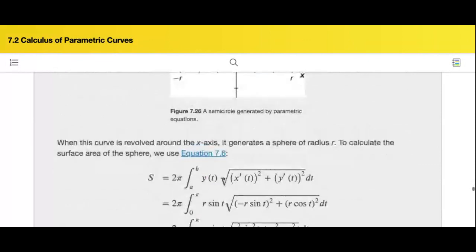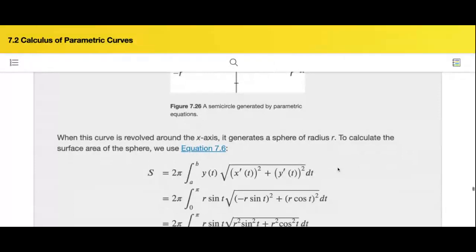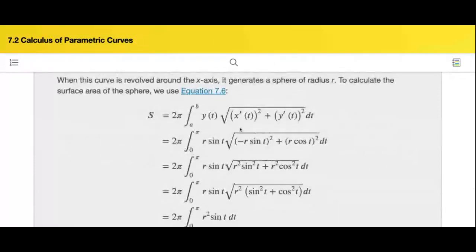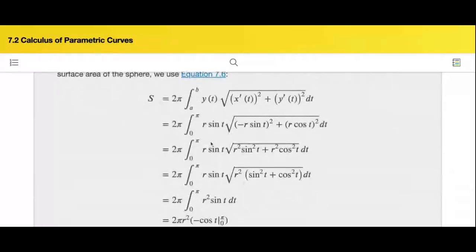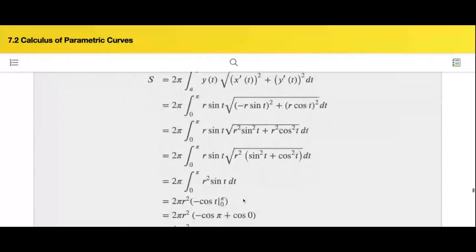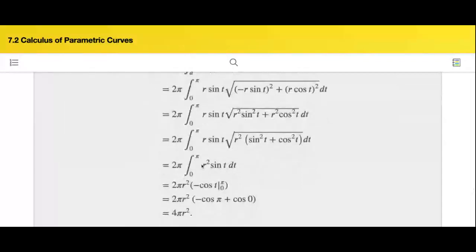Then the surface area equals 2 pi from a to b, y of t, square root of x prime square plus y prime square dt. So we take a derivative of x, we get negative r sine t, take a derivative of y, we get r cosine t. We square and take the square root, we see that's just r. So we have r, y of t equals r sine t, so r sine t times r is r squared sine t dt. Okay, t is a variable, r is just some number. So t is a variable, because we have dt. dt tells us t is a variable.